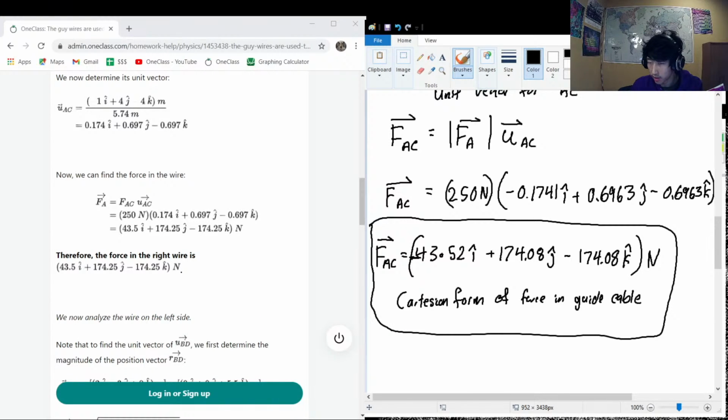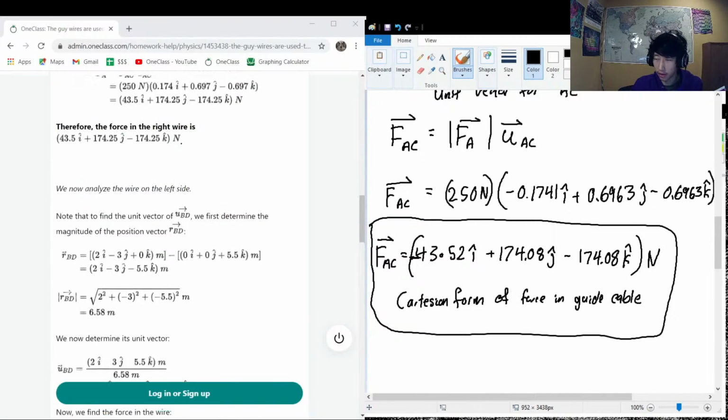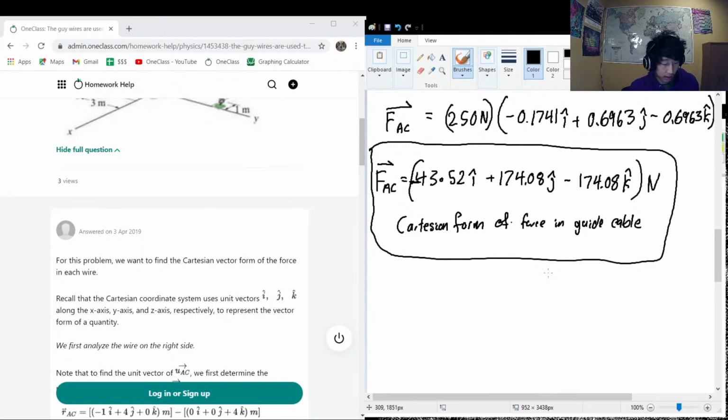43, 174, 174 looks good. Just some rounding errors, but that's nothing really to be too worried about. Now, okay, so that's good. Now, just to save a little space here, we will do the same procedure for the other cable.